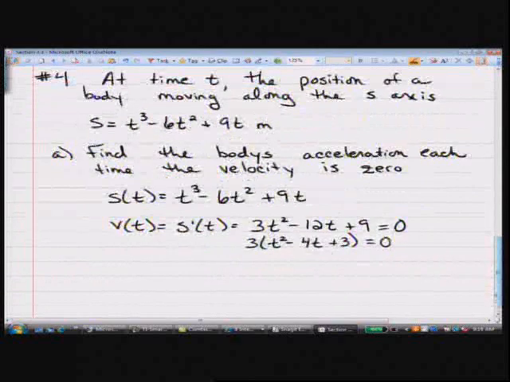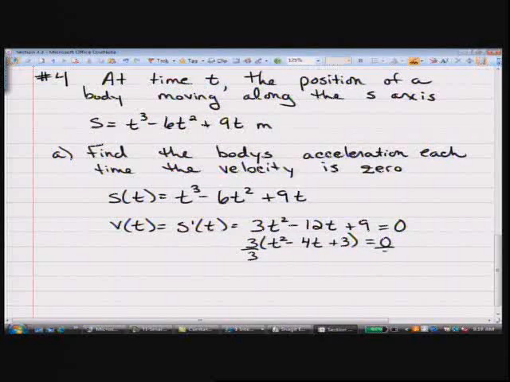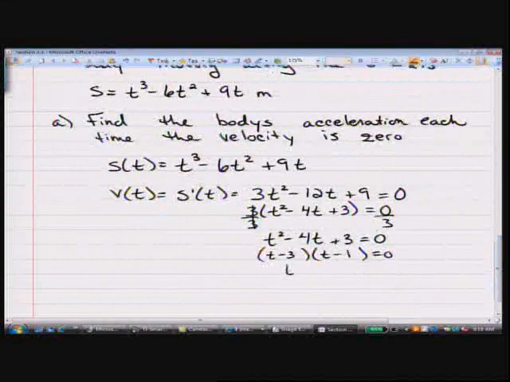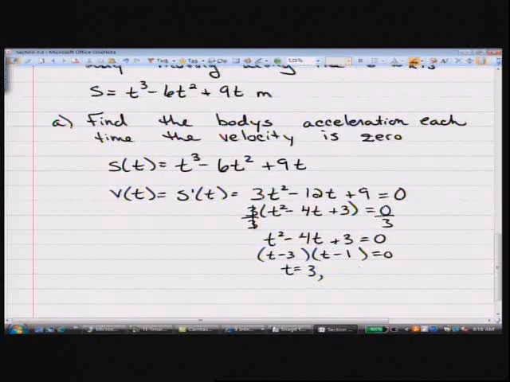And then you can divide by 3 without losing anything. And so you just have to solve for where t squared minus 4t plus 3 equals 0, which you can solve by factoring. This will be t minus 3 times t minus 1. So the velocity is 0 at t equals 3 and at t equals 1. Okay? Does that make sense?